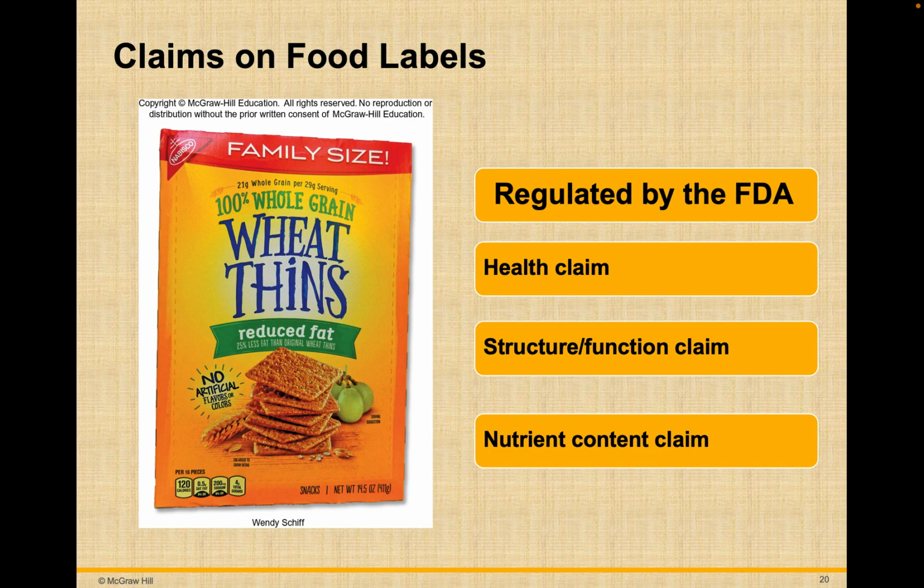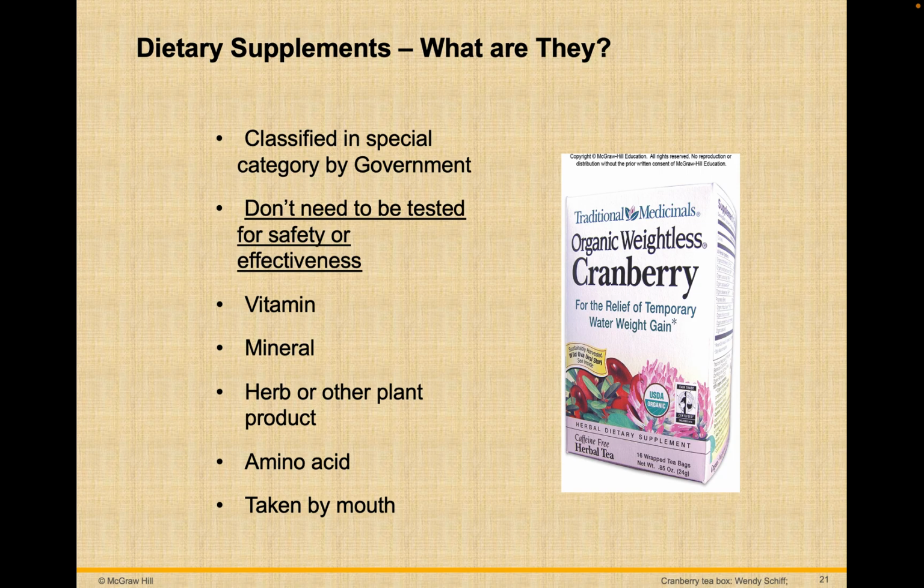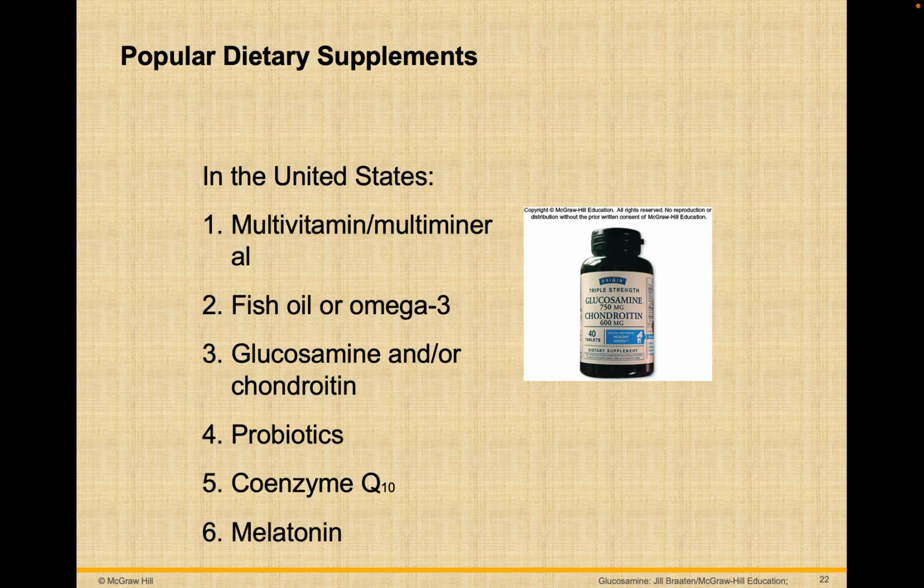Now we're going to switch gears and we're going to talk about dietary supplements. As you can see in the slide, supplements are regulated by the government, but not in the same way food is regulated. The regulations specify that dietary supplements can be a vitamin, a mineral, an herbal or other plant product, or an amino acid. They can only be taken by mouth. They cannot be injected. In the United States, a total of $30 billion is spent per year on dietary supplements.